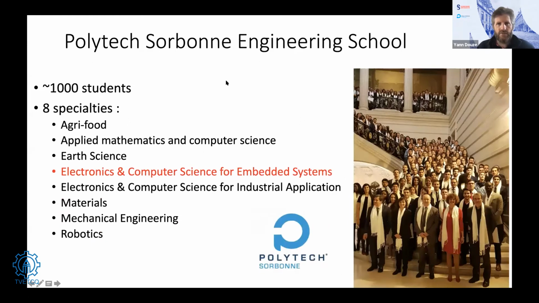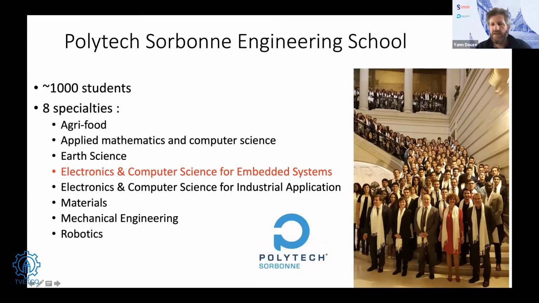Okay, so now I make a little presentation of Polytech Sorbonne Engineering School. We have around 1,000 students. It's a 5-year study. Well, no, it's more a 3-year study, from year two, license three, sorry, to master two. It's 3 years. But we also have an integrated preparation here.